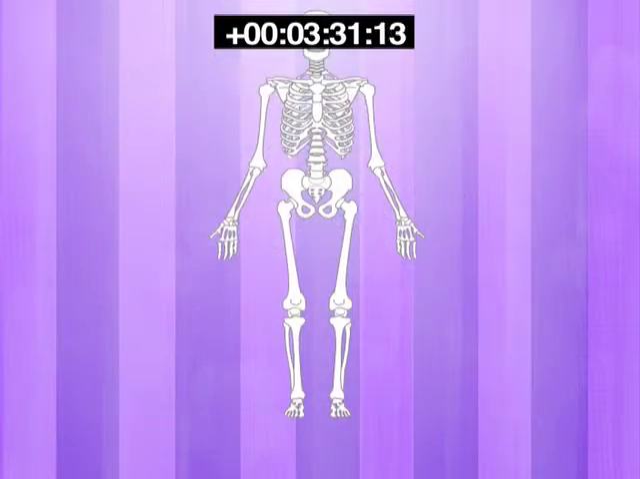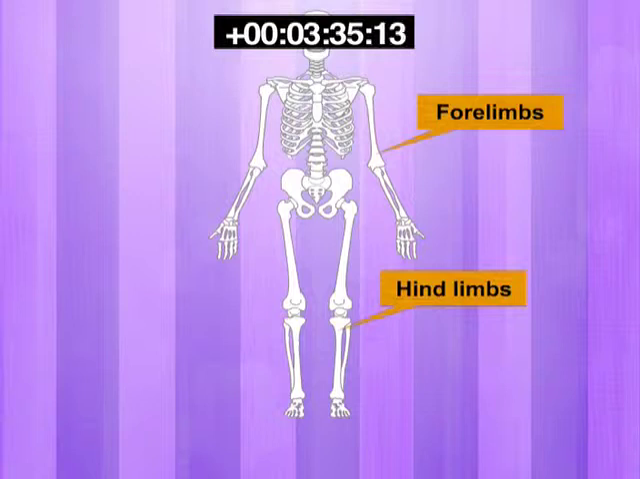Limbs are in pairs: hind limbs and forelimbs. The hind limbs are legs. They are used for walking, and forelimbs are arms. They are used to do a variety of tasks.